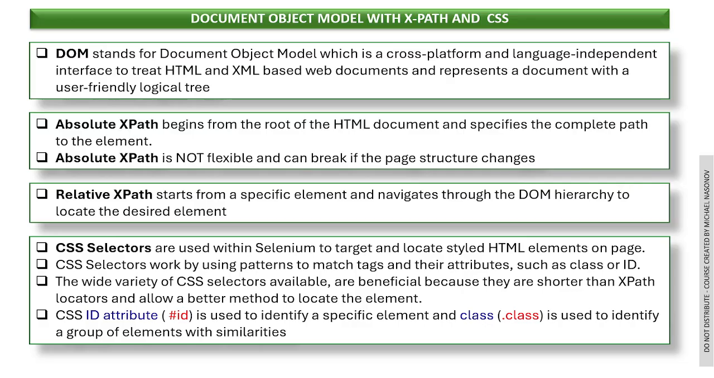CSS selectors are actively applied by Playwright and Cypress. The CSS ID attribute, for example, hash ID, is used to identify specific elements, and class is used to identify a group of elements with common similarities.